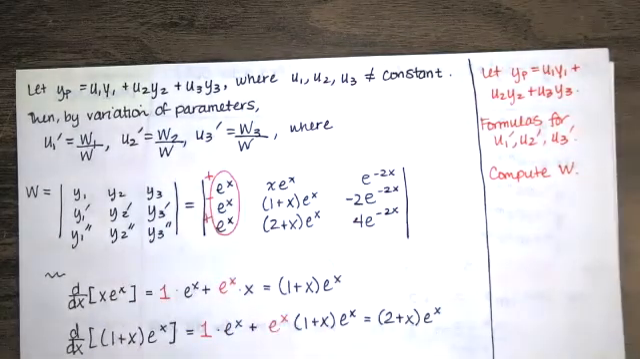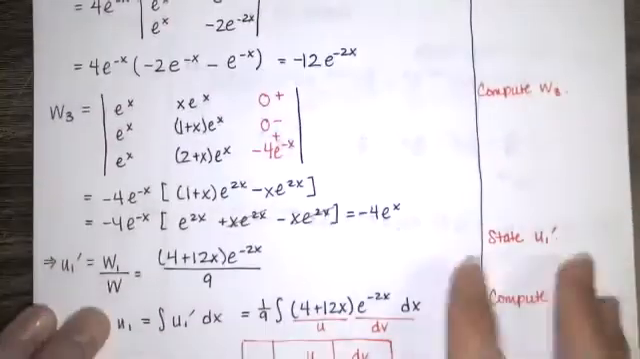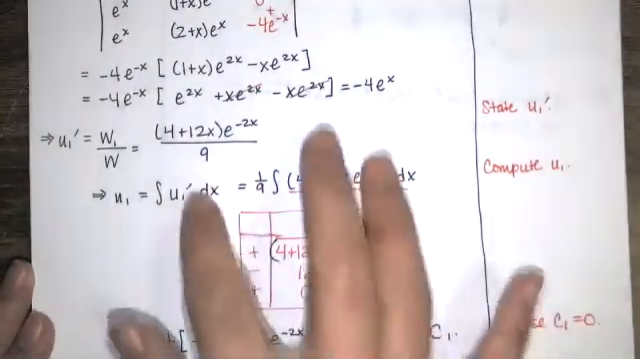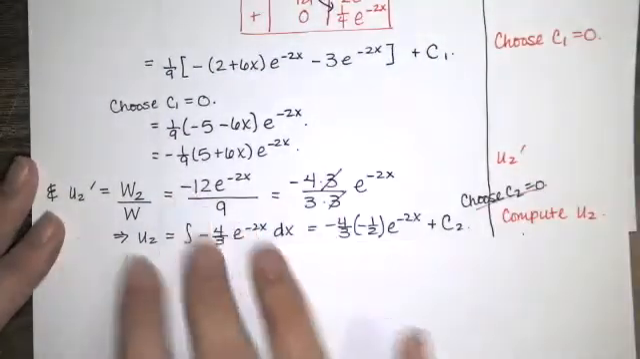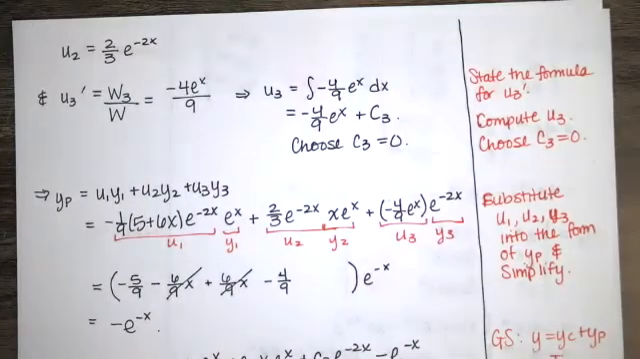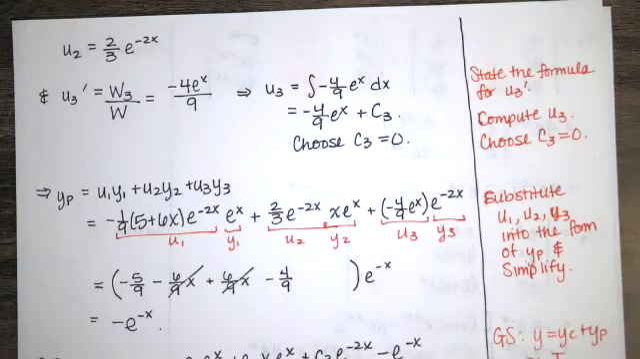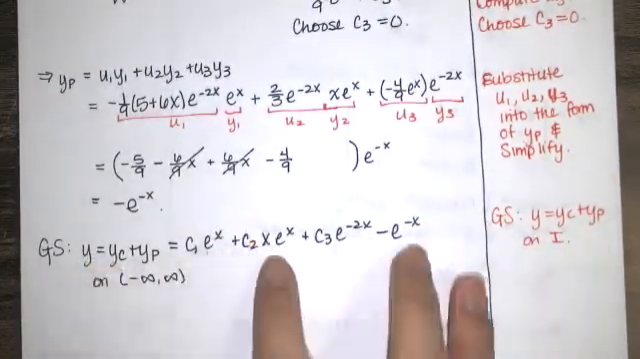So we work out the Wronskian. We find w1, w2, and w3. Then we state u1 prime, and we compute the antiderivative to get u1 back. We state u2 prime, and we compute the antiderivative to get u2 back. Then we state u3 prime and compute the antiderivative to get u3 back. And then we just substitute u1, u2, and u3 into the form of y sub p and simplify, and it turned out y sub p was really simple. So the general solution is this.